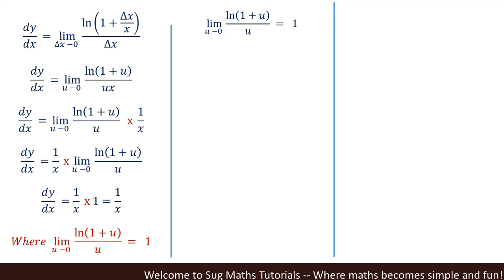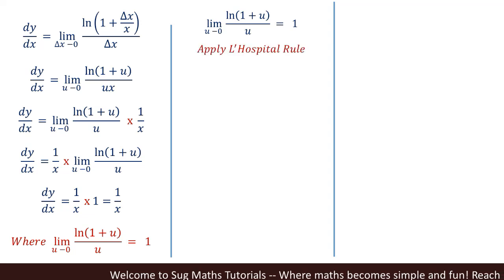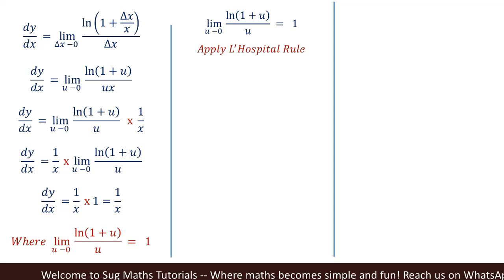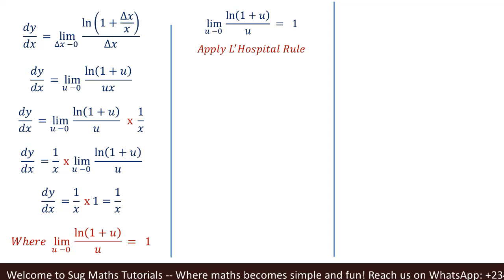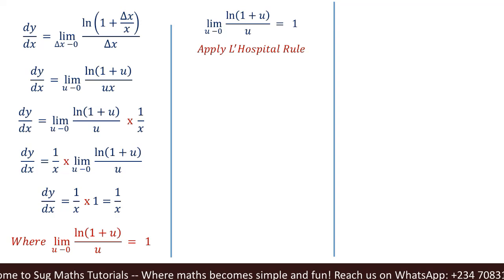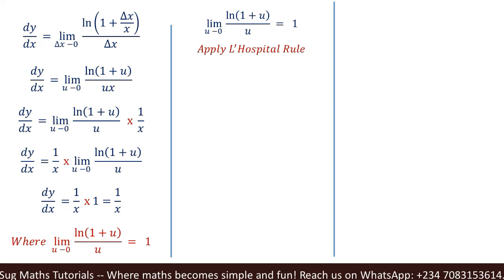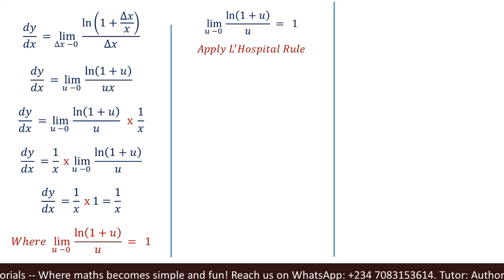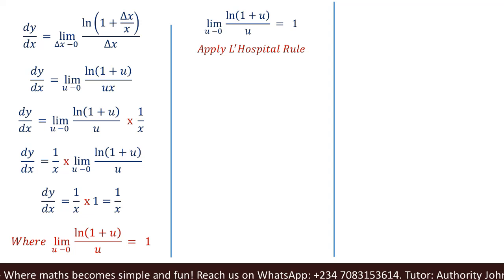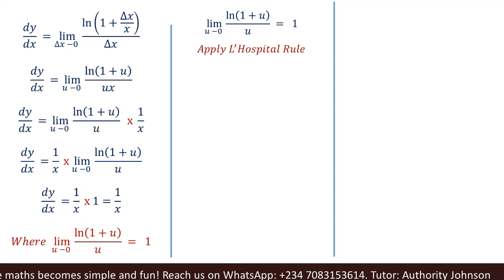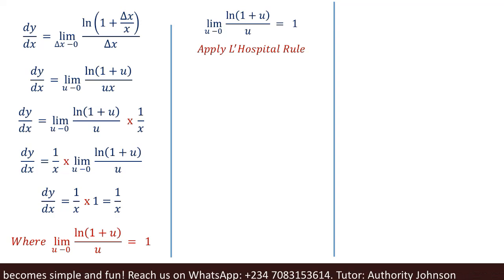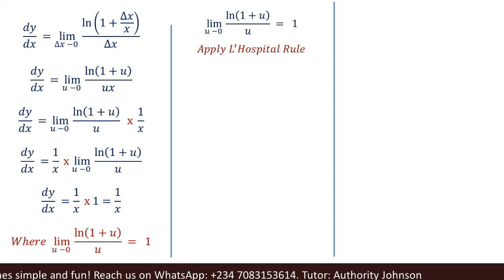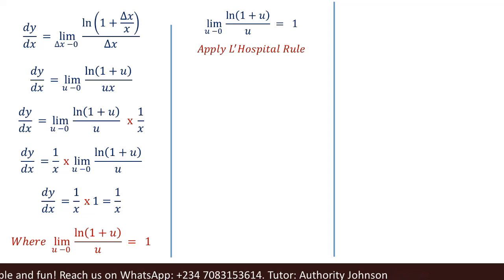For us to evaluate this limit, we are going to apply L'Hôpital's rule. What is this rule? The rule states that when you have a limit that tends to an indeterminate form, like 0 all over 0, or infinity all over infinity, or some other sort of indeterminate form, what you are expected to do is differentiate the numerator separately and differentiate the denominator separately. Then insert the value for the limit.